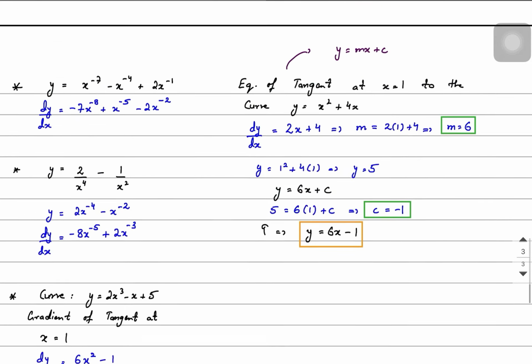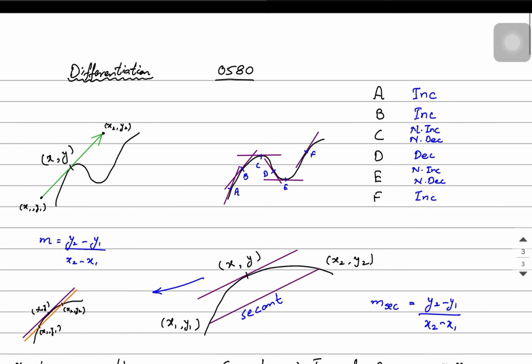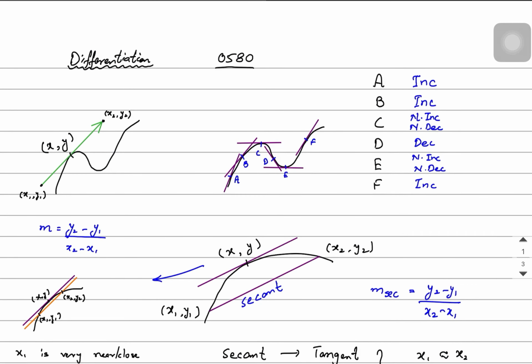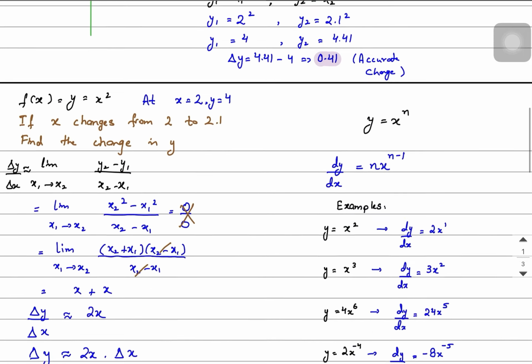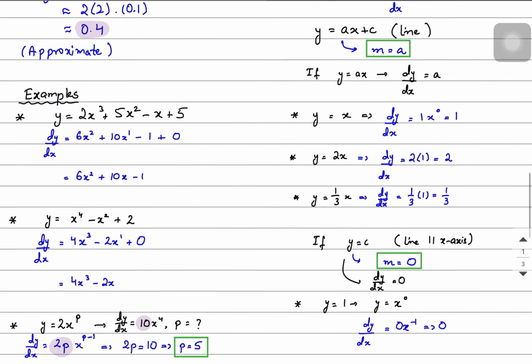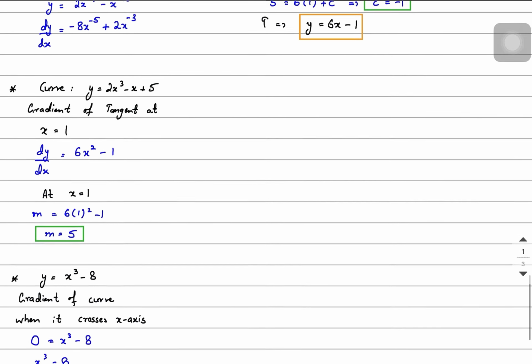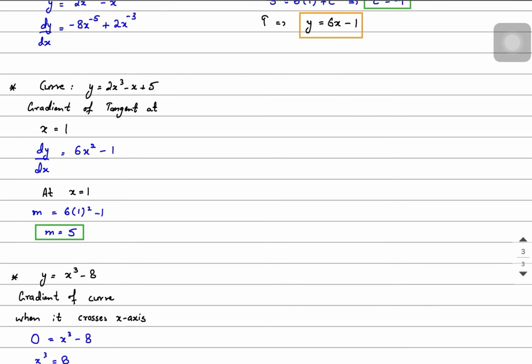So we were discussing differentiation for IGCSE Mathematics 0580. We discussed the concept of differentiation and then how to find derivatives, and now I'm going to discuss the turning points, or stationary points.